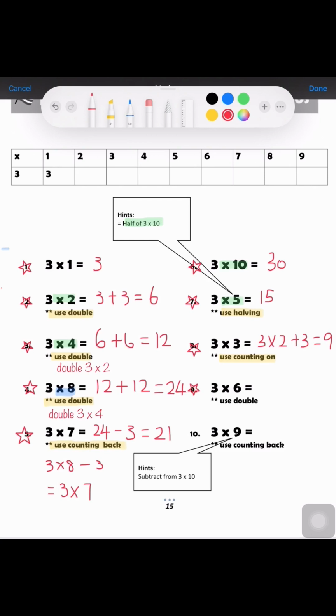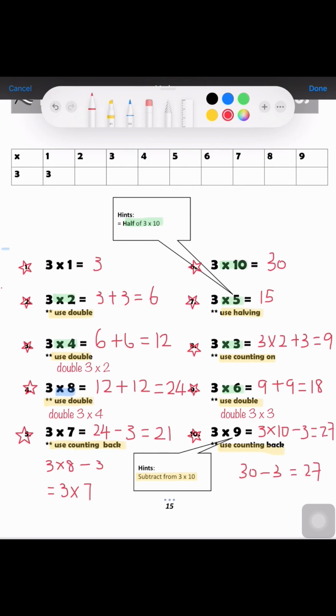Okay, next, 3 times 6. Again, we're going to use the doubling method to find 3 times 6. We just need to double 3 times 3. 3 times 3 is 9. So 9 plus 9 equals 18, so 3 times 6 equals 18. Last, 3 times 9, we're going to use counting back. We can subtract 3 from 3 times 10. So 3 times 10 is 30, and we take out 1 three, so it's 30 minus 3, which is 27. 3 times 9 is 27.